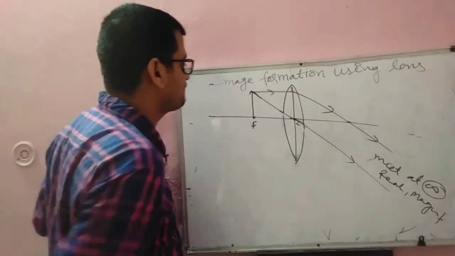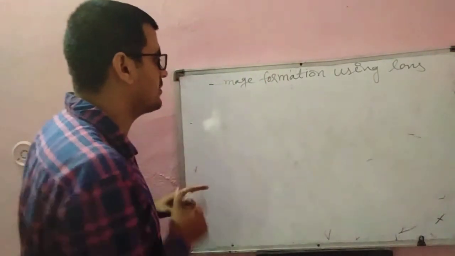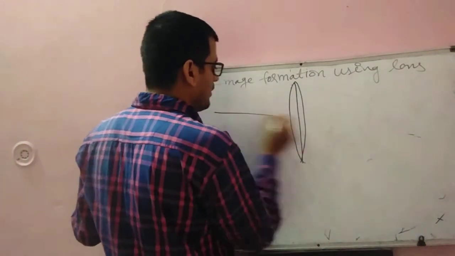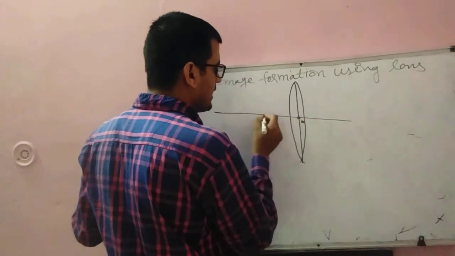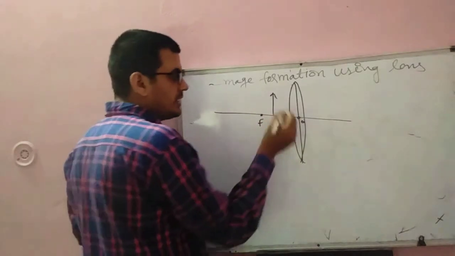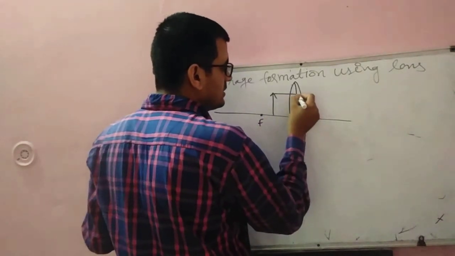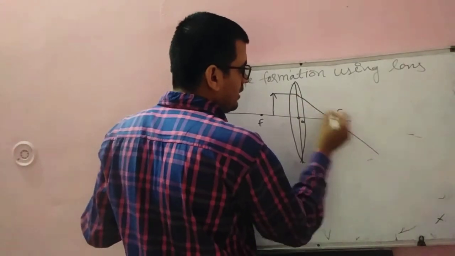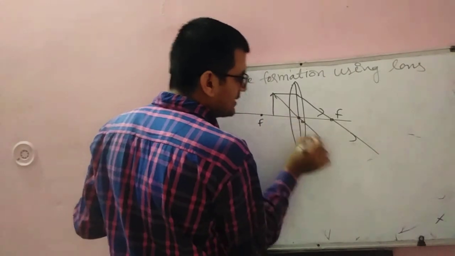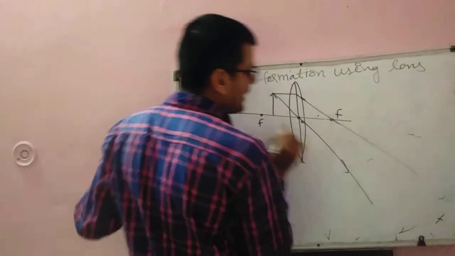Next one is when the object is in between focus and center of curvature. Now optical center, this and this one is focus. Now we have placed the object in between these two. Okay, so what will be? The ray which passes parallel will go through the focus in all cases, and the ray which passes through the optical center will go undeviated. Okay, so like this.